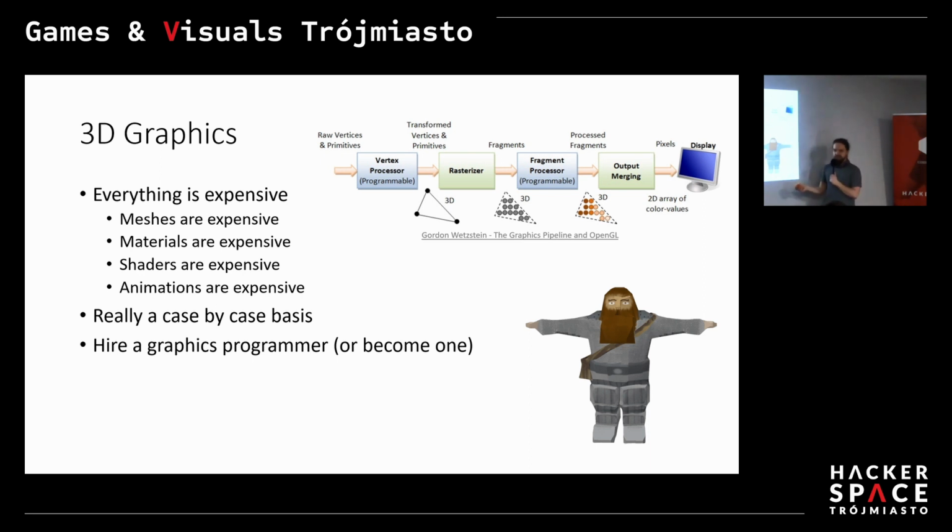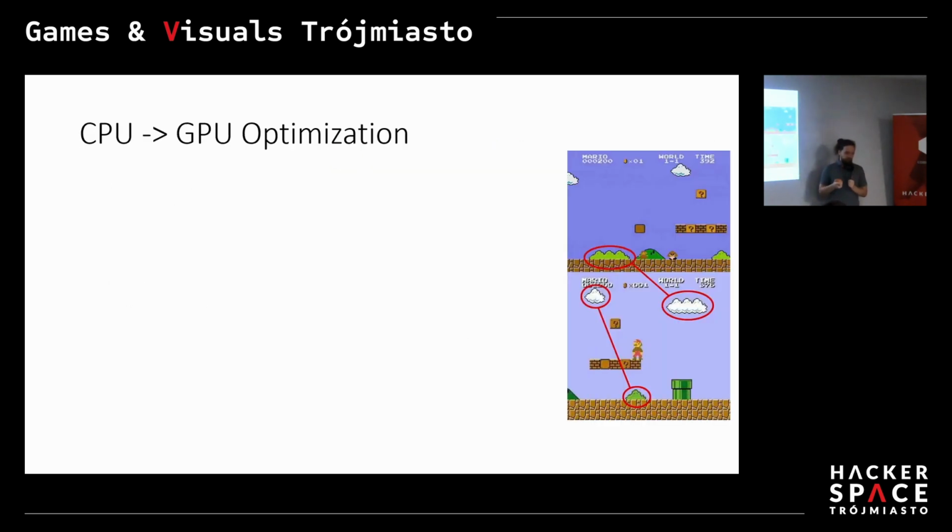Then it actually processes each fragment, so it knows which color it should be on the screen, and then it outputs it and shows it finally to the player. So you have to know about that. Everything is expensive here, like huge meshes are expensive, complex materials are expensive, shaders, animations are expensive, and you usually have to know lots of stuff about that, but it's still good to look into that in the Profiler and try to optimize it. So first of all, passing data from CPU to GPU.